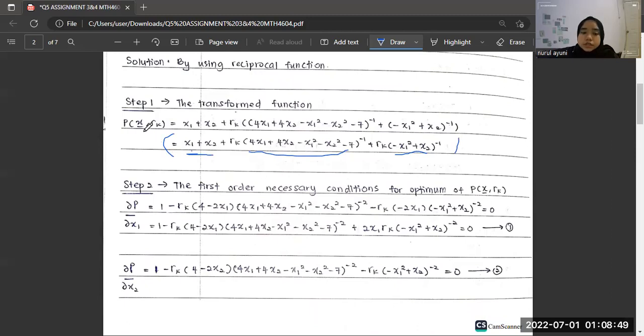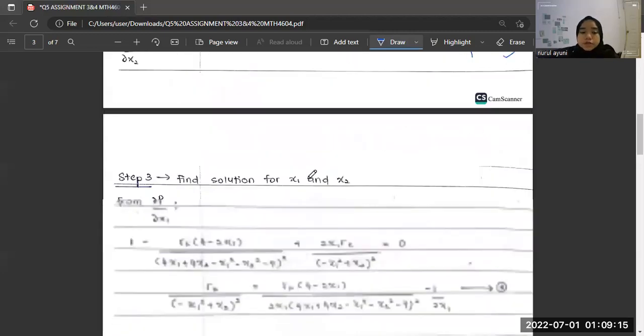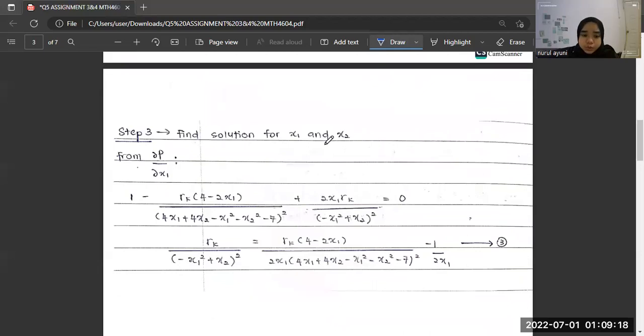So next, I differentiate the equation, the first one, with respect to x1. So I get these equations and I label this equation as equation number 1. Next, I differentiate the same equation with respect to x2. Then I get these equations and they are labeled as equation number 2. The next step is to find the solution for x1 and x2.